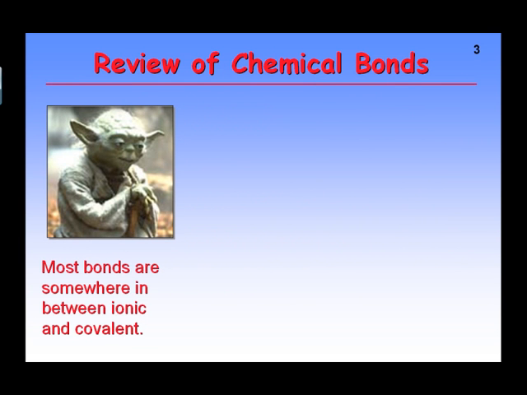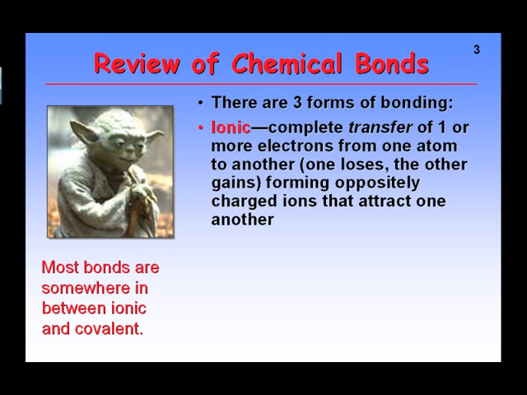In order to do this, we need to review the different types of chemical bonds. Basically, there are three forms of bonding. The first type of bonding is ionic bonding. We have studied this one. We've taken oppositely charged ions and put them together in the right ratio so that their total charge is equal to 0. So we're putting oppositely charged ions together.